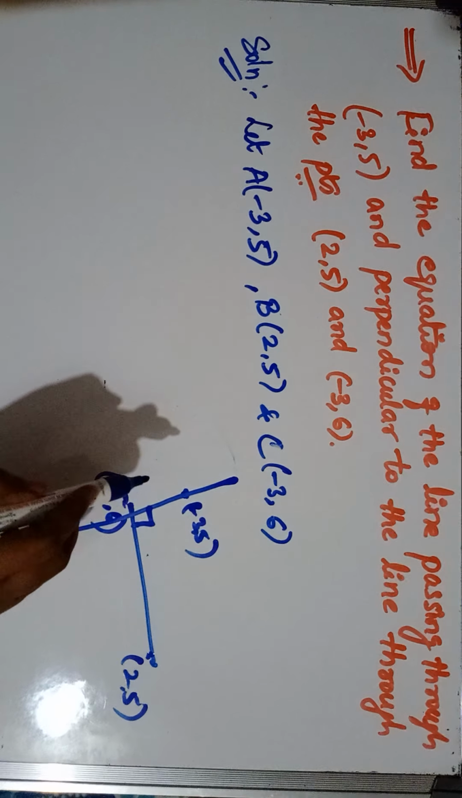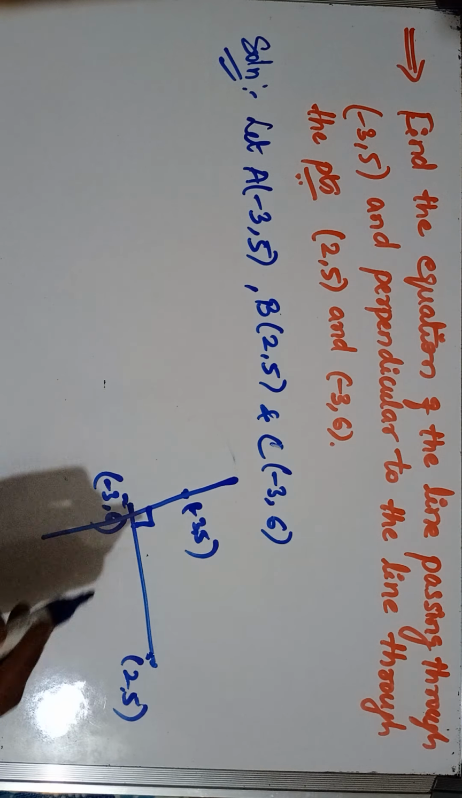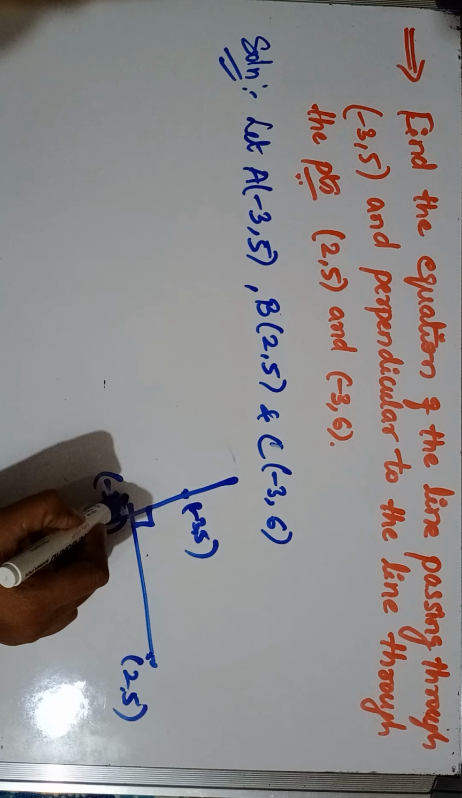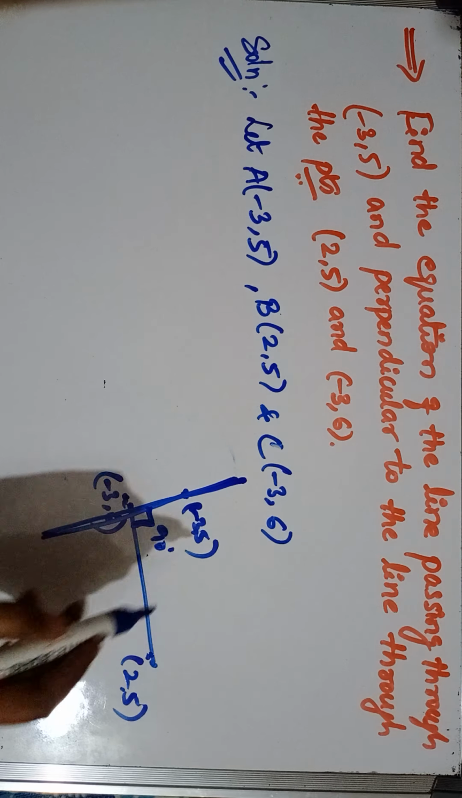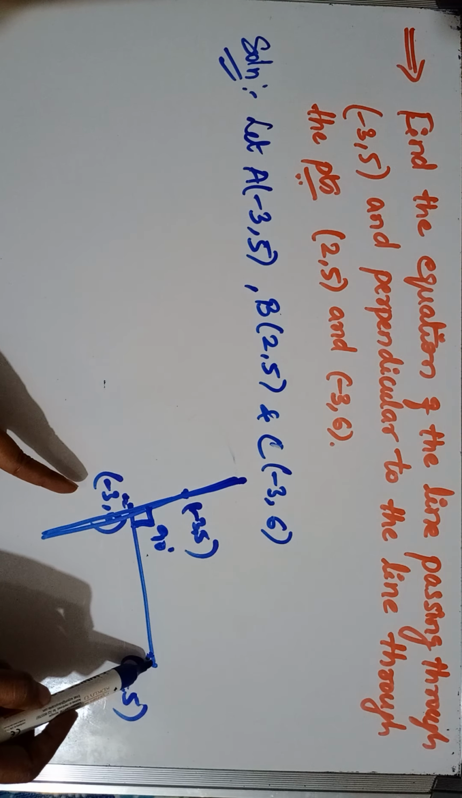Here the required line passes through the point minus 3 comma 5 and this line is perpendicular, which makes an angle of 90 degrees with the line joining the given 2 points.